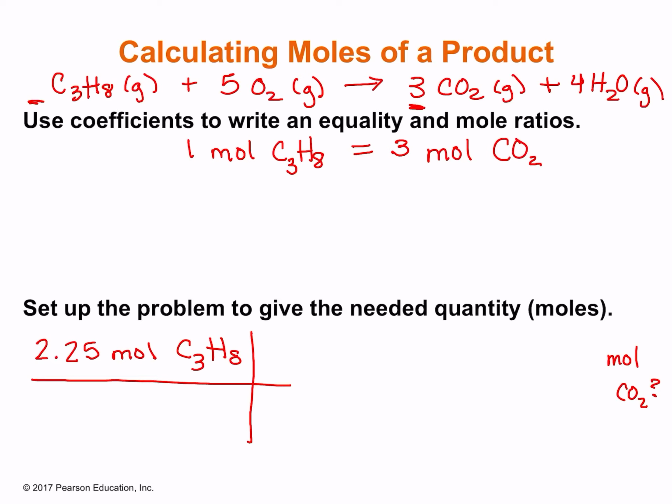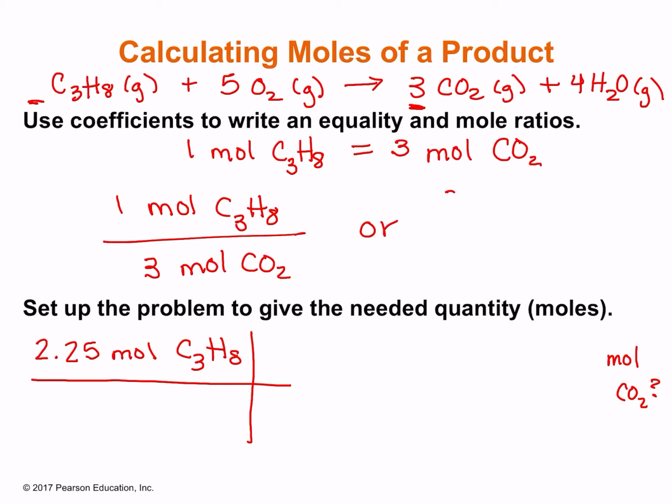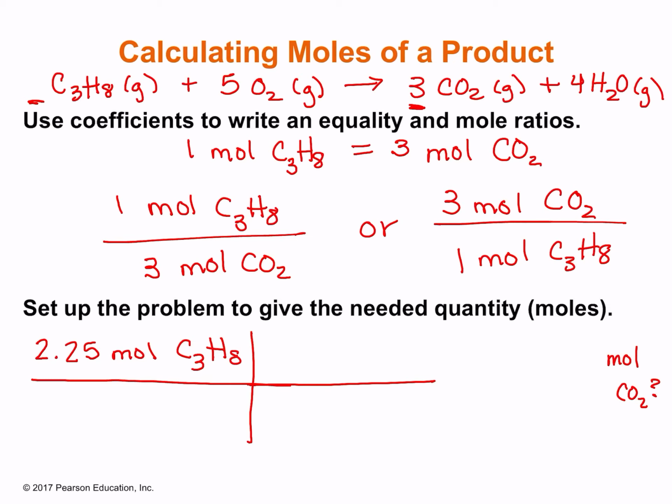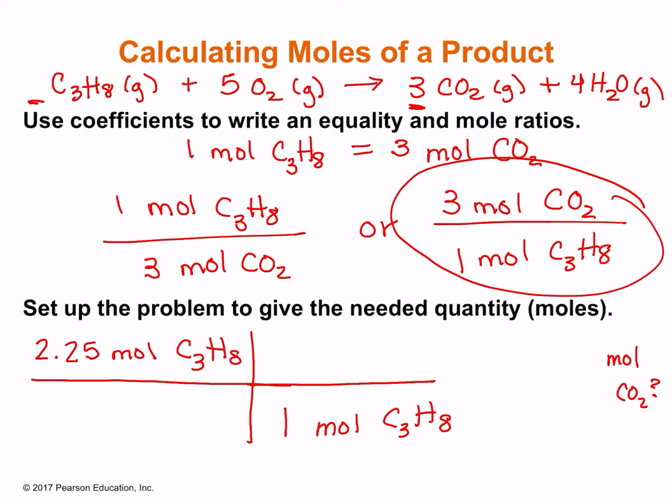So now we can go through and write our conversion factors, those mole ratios. So we could put 1 mole of C3H8 on the top and 3 moles of CO2 on the bottom. Or we can put 3 moles of CO2 on the top and 1 mole of C3H8 on the bottom. So in looking at our problem down here, moles of propane has to cancel moles of propane. So we need C3H8 to be on the bottom. So that means we're going to use this second one here. So 1 mole of C3H8, and we'll put 3 moles of CO2 on the top.